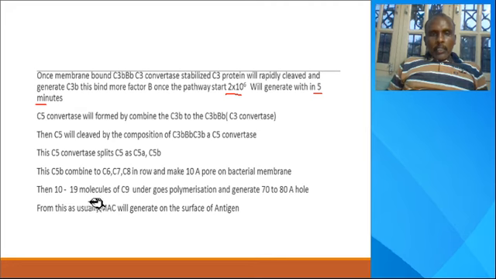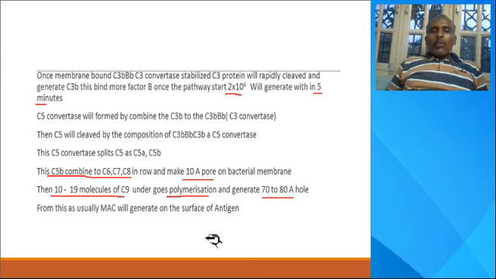Initially, C5b, C6, C7, C8 make a 10 angstrom pore. After that, 10 to the 19 molecules of C9 are attached, which is termed polymerization. These generate a 70 to 80 angstrom hole. When the hole is generated, there is more influx of ions.